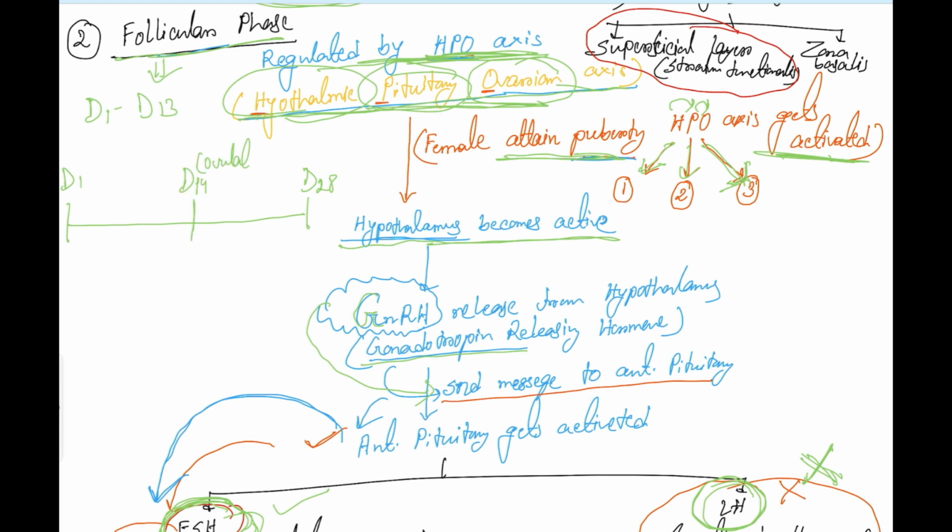That is your ovulation phase. So this first 14 days we will call it the ovarian cycle, okay, and this last 14 days we will call it the uterine cycle. You have to remember this.